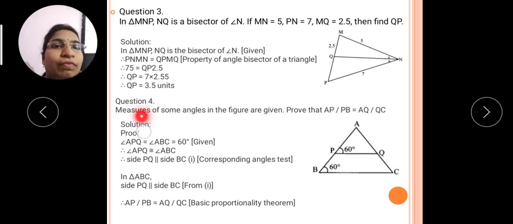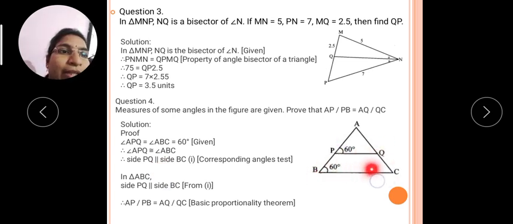Now in question 4, measures of some angles in the figure are given. Prove that AP upon PB is equal to AQ upon QC. If you are observing the diagram, what is given here? Angle APQ and angle ABC have equal measurement. These two angles are corresponding angles, and therefore by the corresponding angle test you can write PQ is parallel to BC.